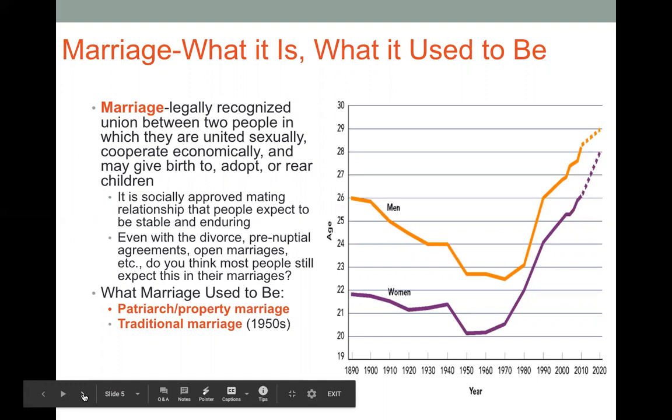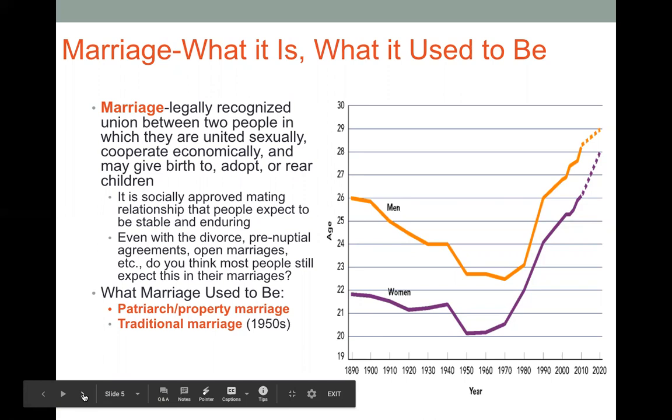Even with divorce, prenuptial agreements, and the increasing popularity around open marriage or ethical non-monogamy, it's worth noting that research does suggest that most people in America still have this expectation that their marriage is going to be stable and enduring. It's right there in the vows, till death do us part. Even though, of course, for many people now, they part long before death. And once again, it shows that we cling to this traditional notion of marriage even in the face of clear changes to how the institution is playing out in the day-to-day lives of real people.